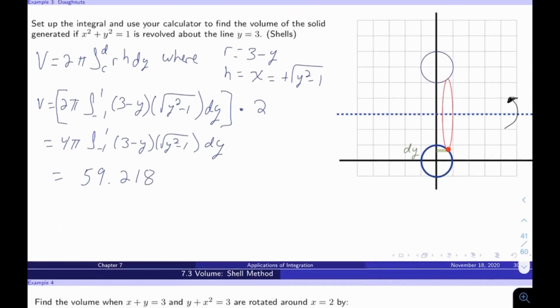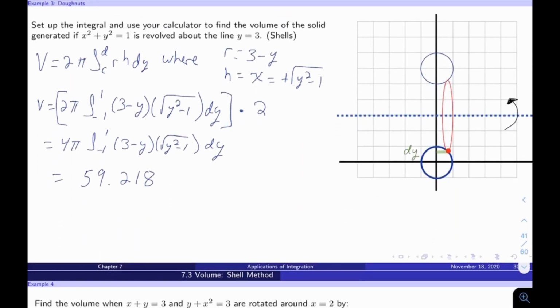Last one, we're going to find the volume of a donut. Set up the integral and use your calculator to find the volume of the solid generated if x squared plus y squared equals 1 is revolved around the line y equals 3 using the shell method. Hopefully you know that x squared plus y squared equals 1 is a circle with center at the origin and radius 1. We're going to revolve it around the line y equals 3.